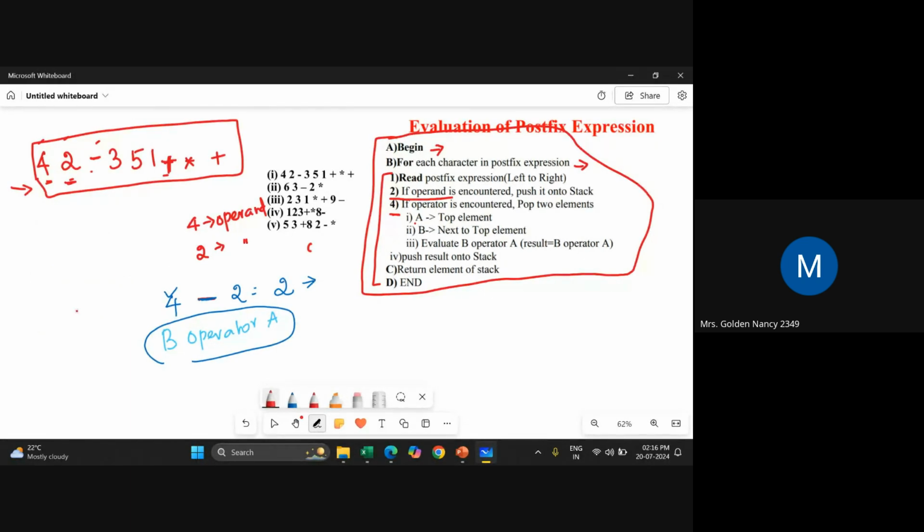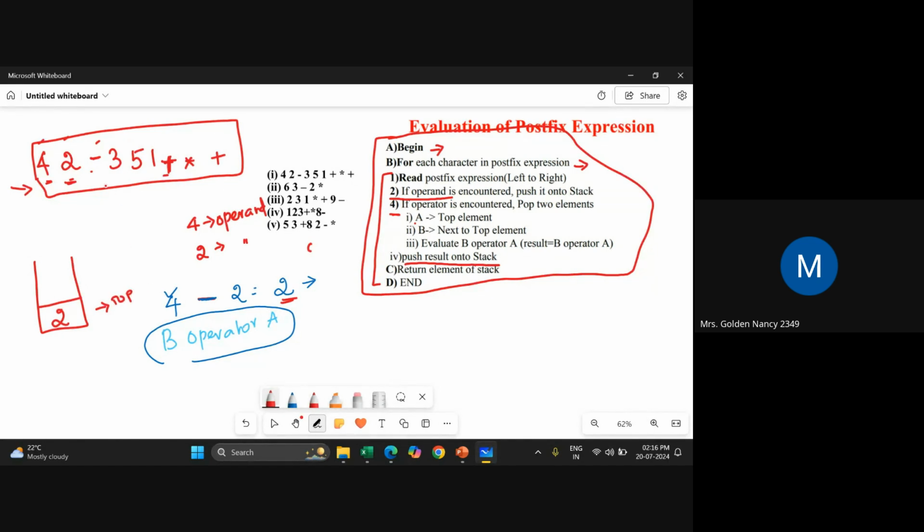Okay, so I'll create a stack once again. I have deleted the element, so there is no element inside. What you have to do after the evaluation is push the result onto the stack. So what you got here is 2 as the result. So 2, you push it onto the stack. Now this is your top.